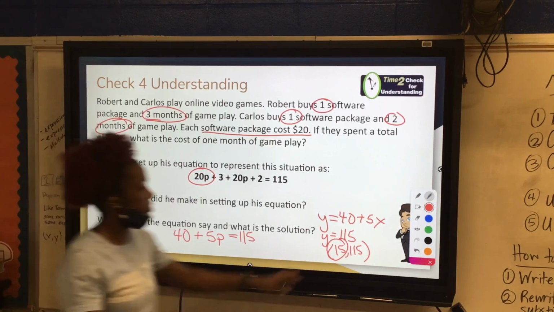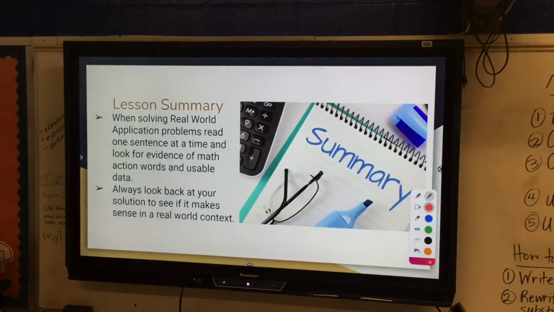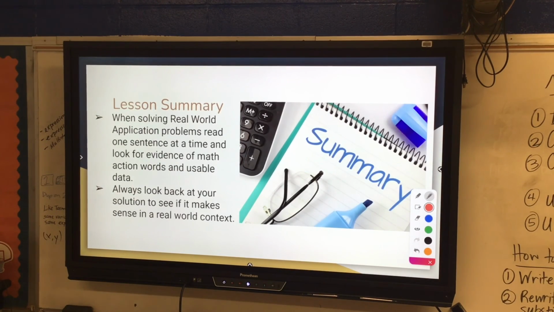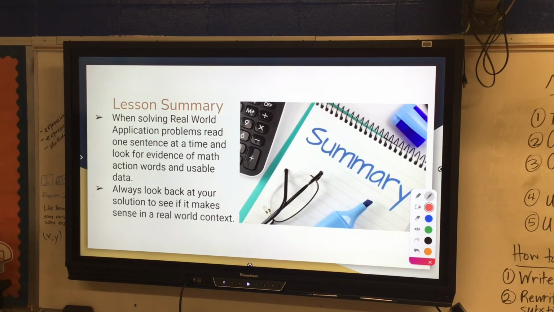Okay? Now, so, let's wrap it up. When solving real world problems, okay, read one sentence at a time and look for evidence of math, action words, and usable data. Okay? Always look back at your solution to see if it makes sense in the real world context. Lesson completed.